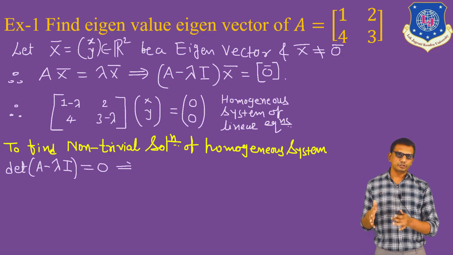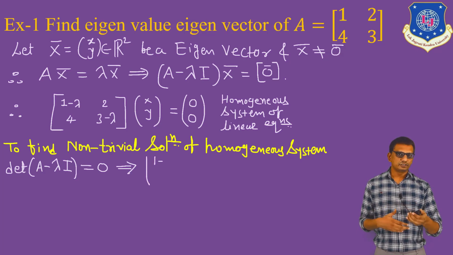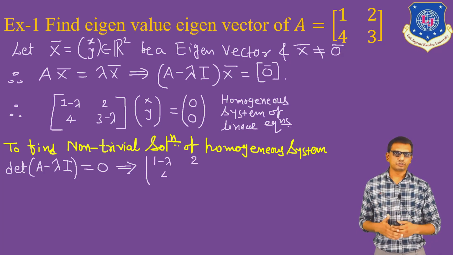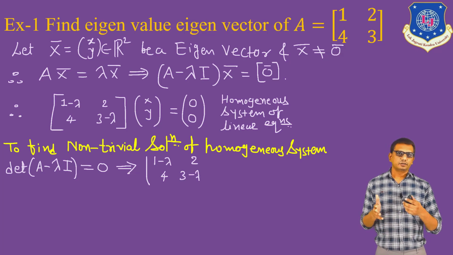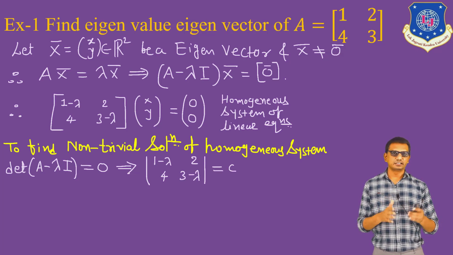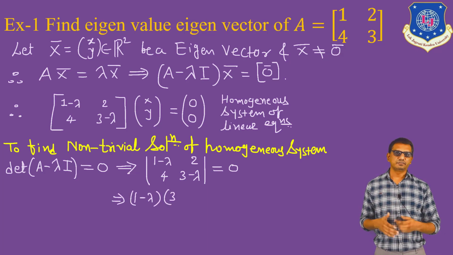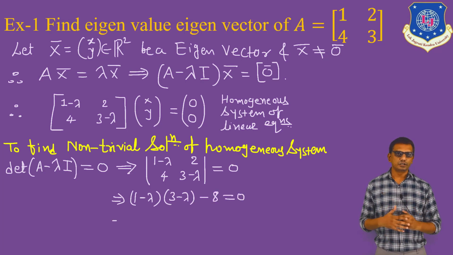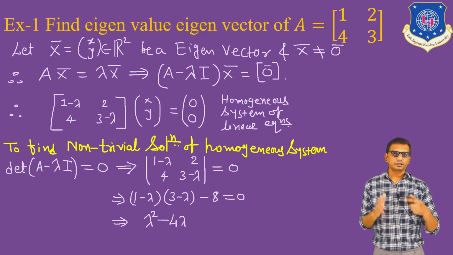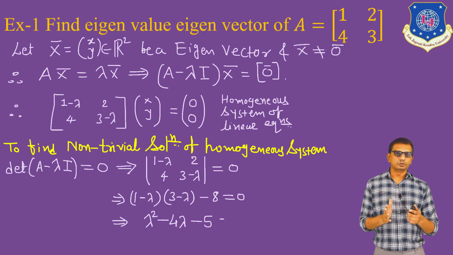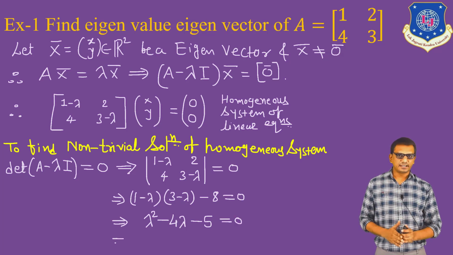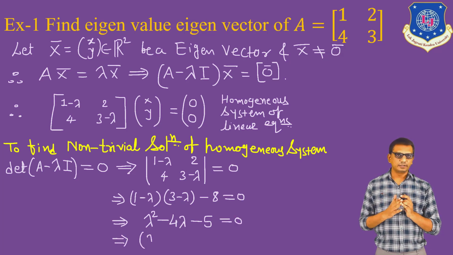If it is not equal to 0, then our system has only the trivial solution, which will be the 0 vector, so it is not possible. So here the determinant |1 minus lambda, 2; 4, 3 minus lambda| is equal to 0 for the non-trivial solution. Now after simplifying we get (1 minus lambda)(3 minus lambda) minus 8 equal to 0. It is a quadratic equation, and after simplifying we get lambda squared minus 4 lambda minus 5 equal to 0, and that is known as the characteristic equation for the given matrix A.